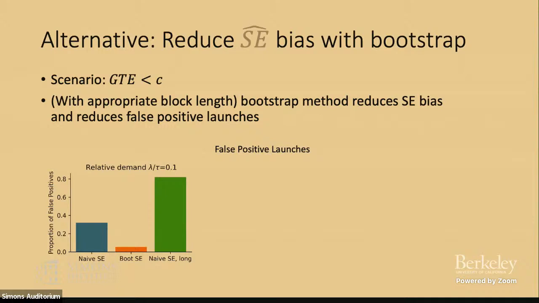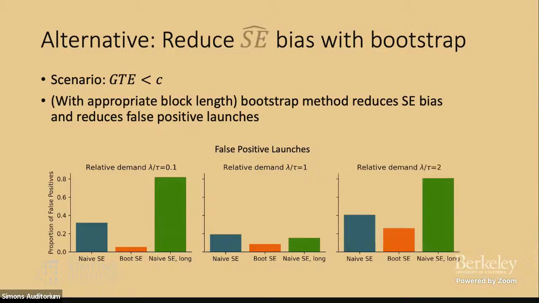And so we've tested this in several different parameter regimes, both in regimes where you have a lot more supply than demand, in settings where you have roughly equal amounts of supply and demand, and in settings where you have a lot more demand than supply. And we see similar patterns across these regimes, where this bootstrap method does decrease the false positive launches. However, just running a longer experiment does not.